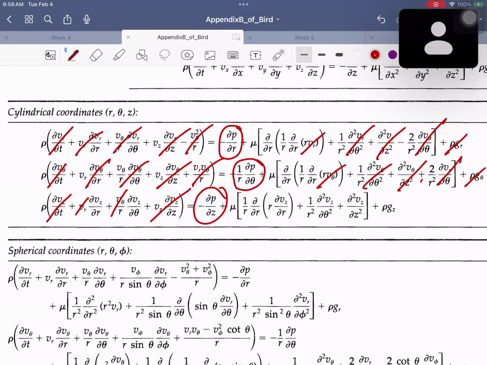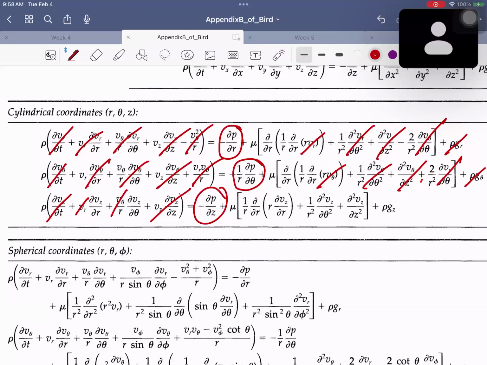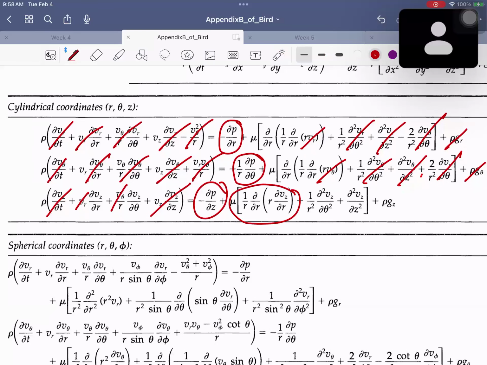Next one, this term. Do we have this term? In your own notes, do you leave it or it's 0? Keep it, right? Why? Because Vz is a function of R, so that means it's not equal to 0. So circle it. Okay, next one is 0 and all 0, right? What about the last term, rho Gz? Do we have this? Keep it, right? Because it's in a direction of the gravity.